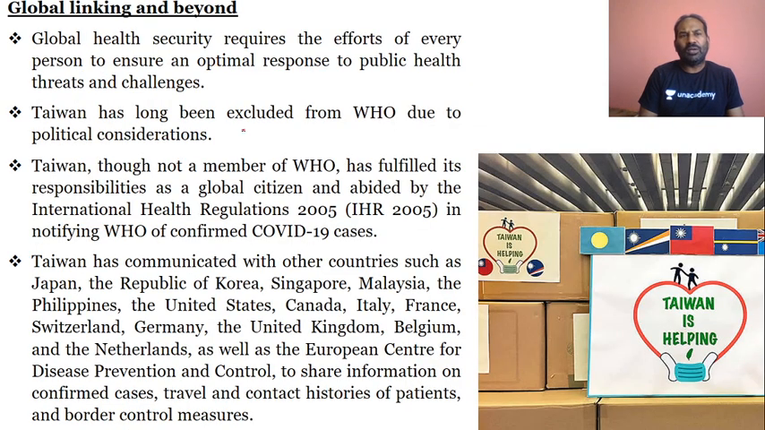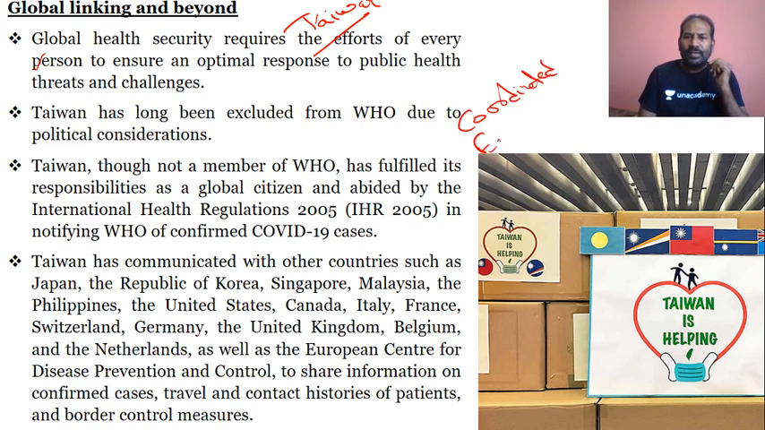And now we'll look at the global linking and beyond. That means how Taiwan has not only worked for the containment of the virus for itself, but has also helped various other countries. So global health security requires the efforts of every person. Definitely COVID-19, or SARS-CoV-2, has taught everyone that coordinated effort is important. Coordinated effort is what COVID-19 has taught us, and that will only give the optimum response to public health threats and challenges.